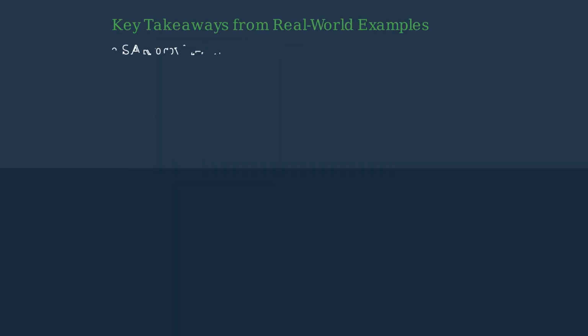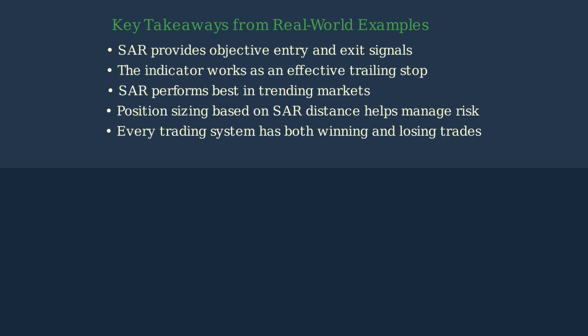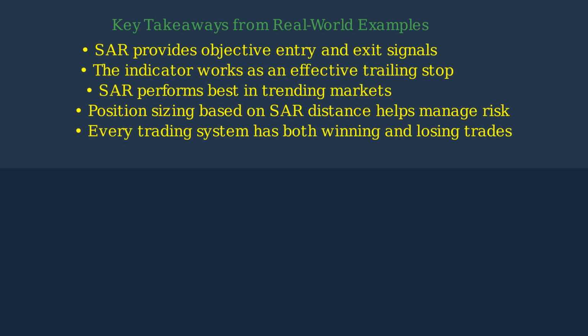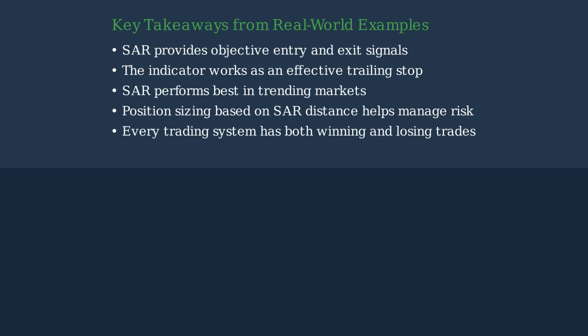From these real-world examples, we can draw several key takeaways about trading with the parabolic SAR. The parabolic SAR provides objective entry and exit signals and works as an effective trailing stop. It performs best in trending markets, while position sizing based on SAR distance helps manage risk. Remember that every trading system will have both winning and losing trades.